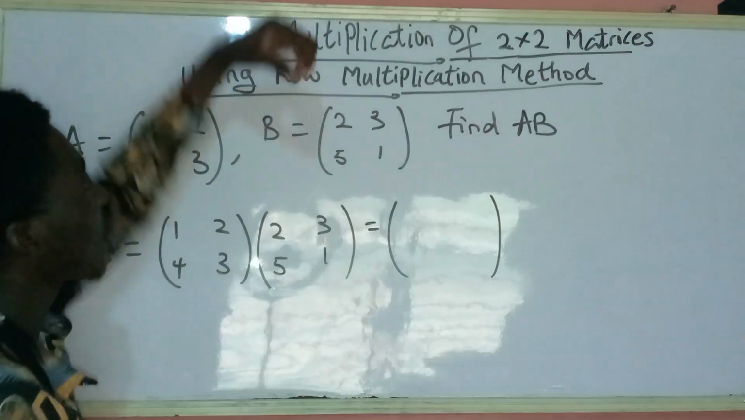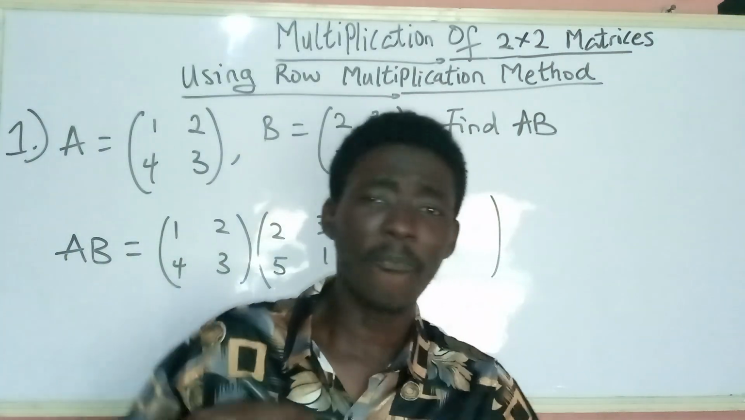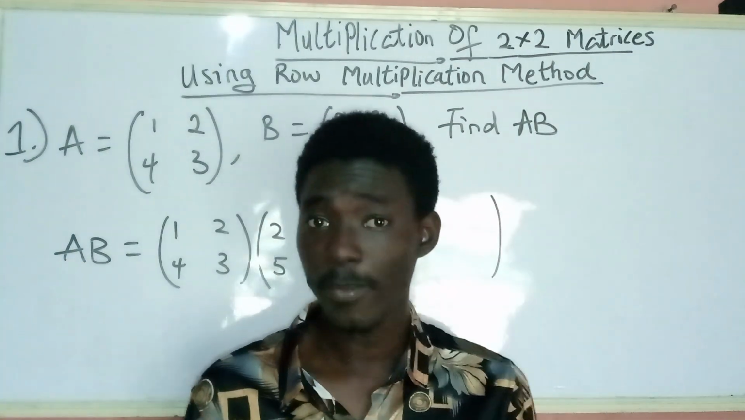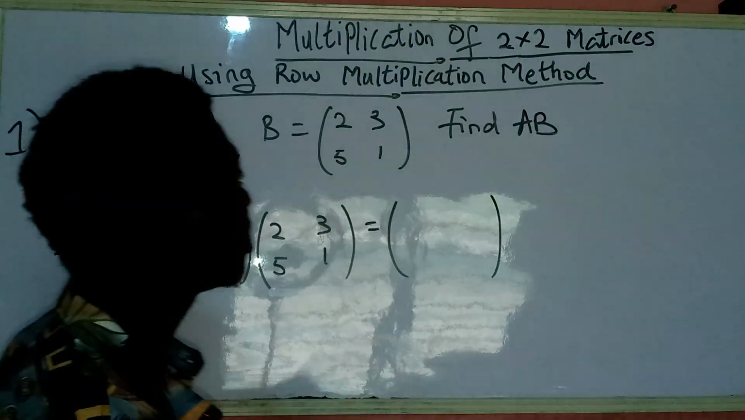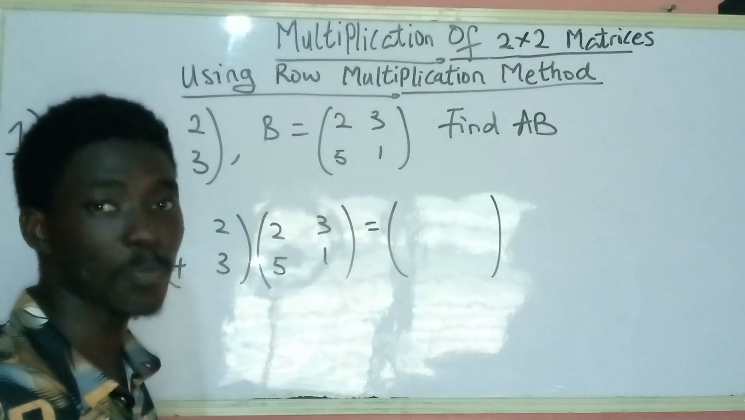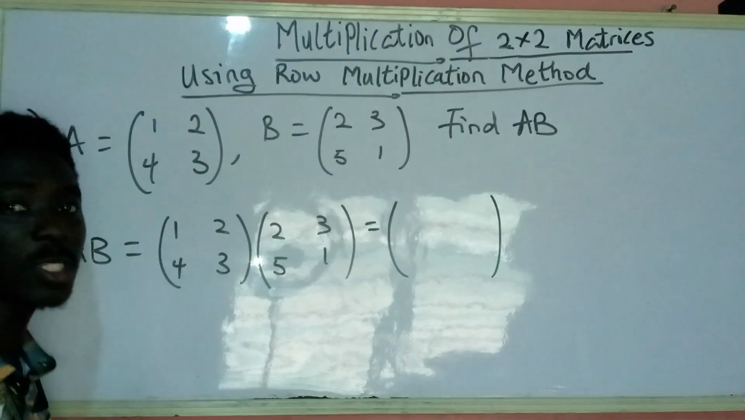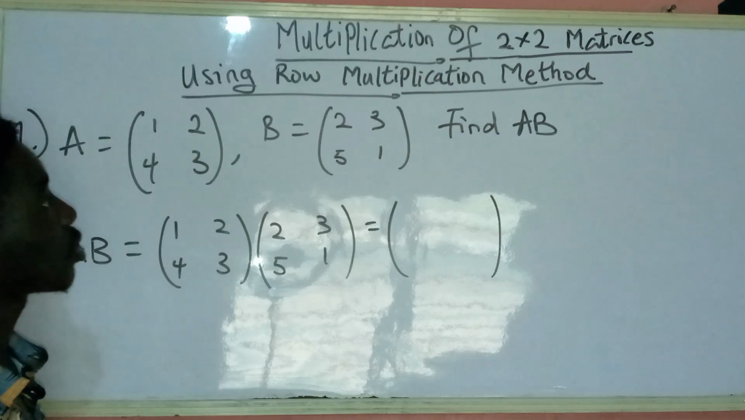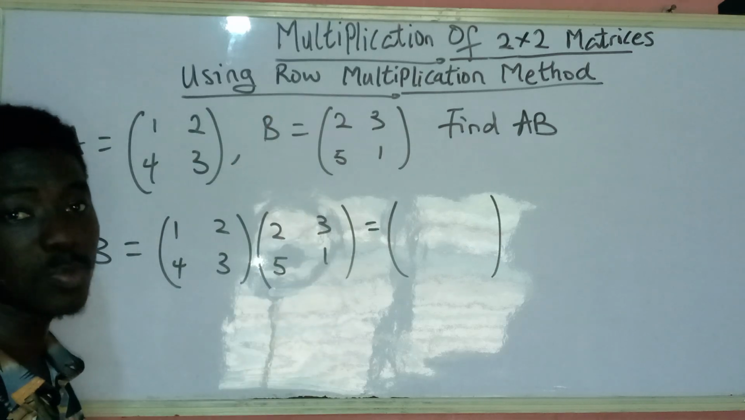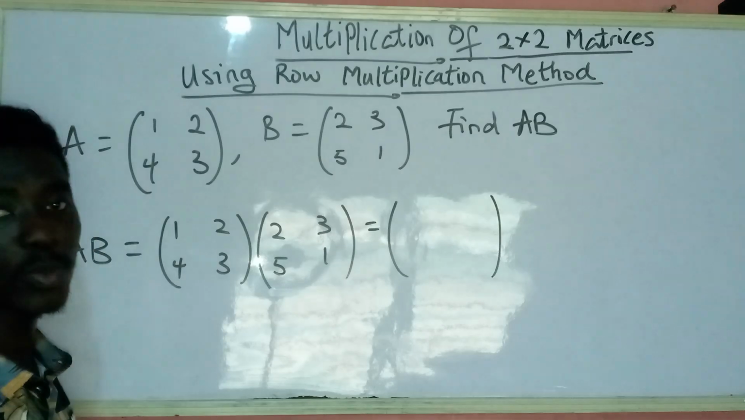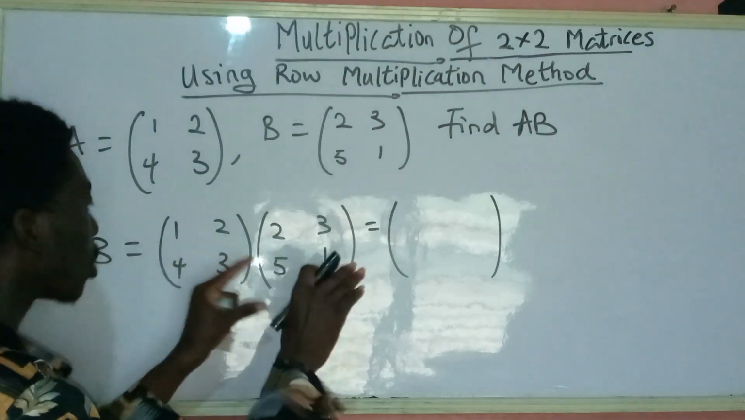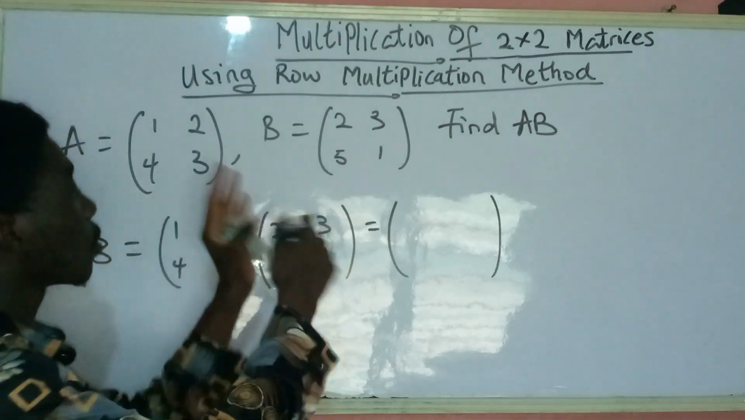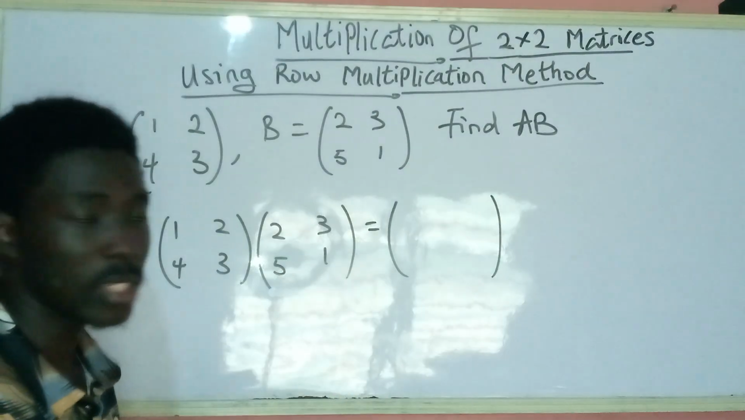Very simple. Now we have different methods of multiplying matrices, but this is the unique and most popular way people use to multiply matrices. It's called the row multiplication method. So what do we mean by that? That means we use the rows of a matrix to multiply another matrix. Let's go into that.